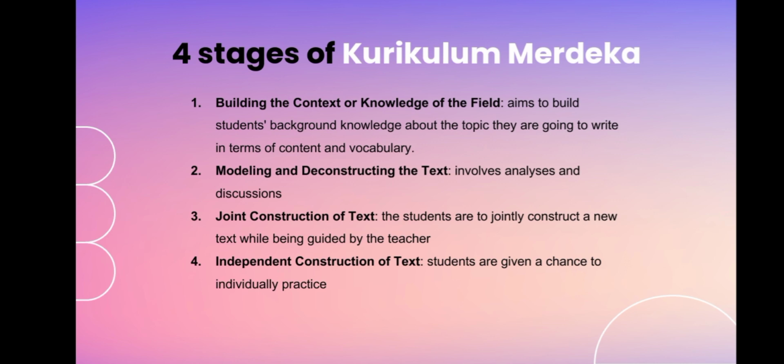And the last, independent construction of text. Through independent construction, students are given a chance to individually practice the production skills they have acquired from the previous stages. In writing, students construct a new text of the same genre in several sessions to give them opportunities to revise their own draft. Well, although it is called individual, teachers still need to assist students in writing.